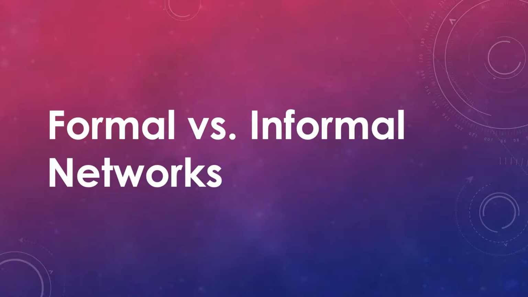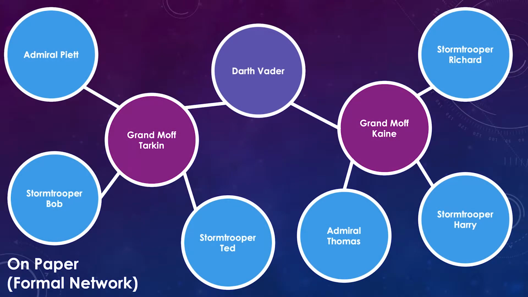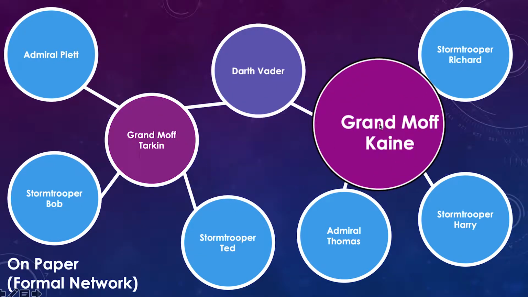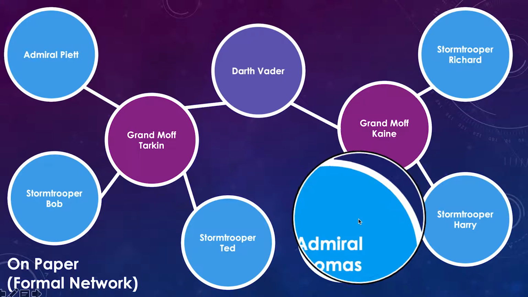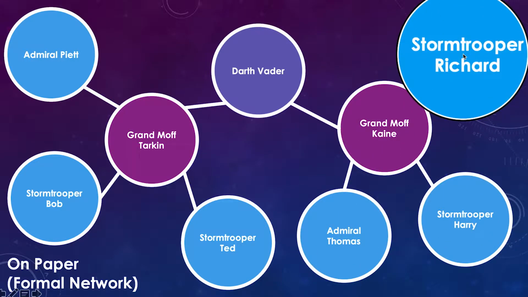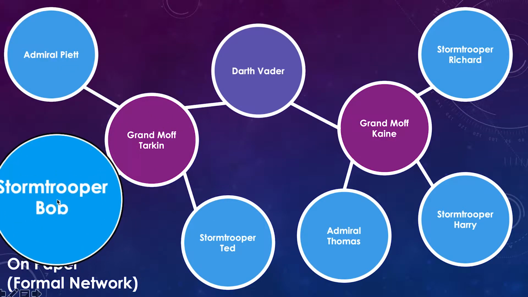Now, what's good about social network analysis is that we can study the differences between formal and informal networks. Here's an example of an informal network featuring your good friend Darth Vader. Now, here we have Darth Vader as a big boss. Reporting to him are his 2 Grand Moffs, Grand Moff Tarkin, Grand Moff Kane. And for Grand Moff Kane, he has Admiral Thomas, Stormtrooper Harry, and Stormtrooper Richard. For Grand Moff Tarkin, he has Admiral Piet, Stormtrooper Bob, and Stormtrooper Ted.